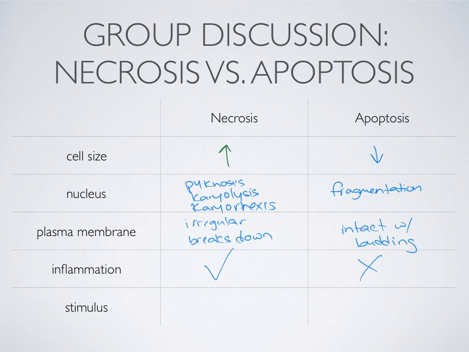And then what did you guys come up with as the main stimulus for necrosis? I heard something. Pathologic. Necrosis is always pathologic. And so when we were talking about those mechanisms before, any of those mechanisms that cause irreversible cell damage can lead to necrosis. So it is nonspecific cell injury.